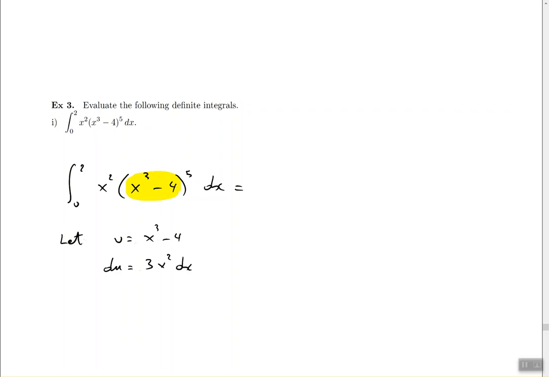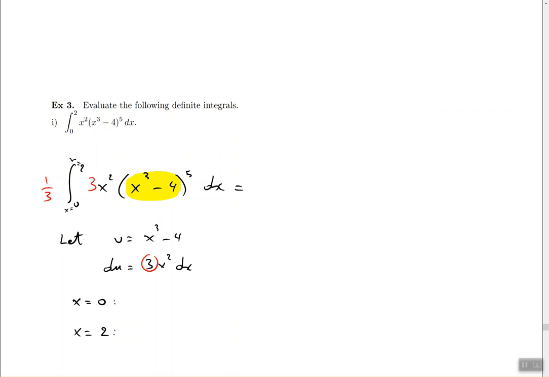One thing to notice is that the 3 in this problem is missing, so I'm going to have to put in a 3 and divide out by a 3 to keep everything balanced. The other thing that I have to do is replace the 0 number and the 2 number with brand new numbers. So 0 right here means that x is 0, and the 2 right here means that x is 2.